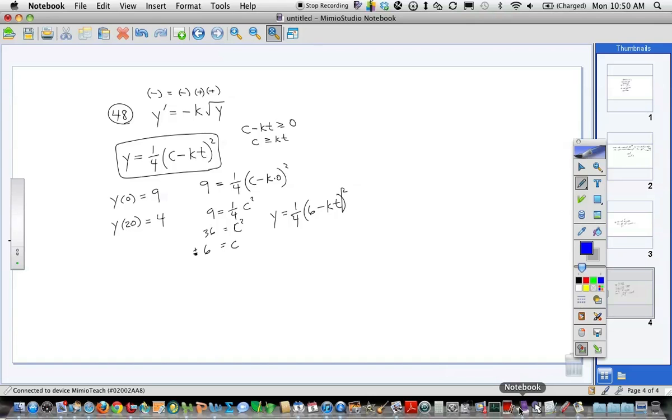Now I'm going to take the next one. I'm going to put a 4 in for Y, and I'm going to put a 20 in for T. Right? And I get this. So now we multiply the 4 over to that side.